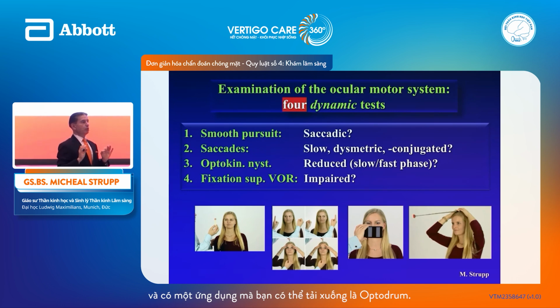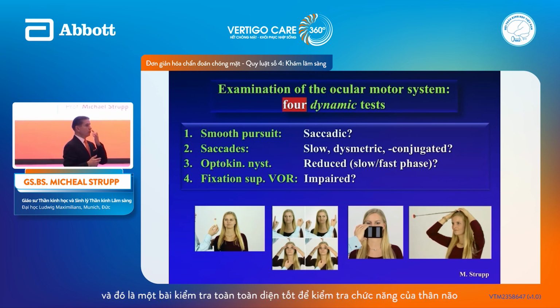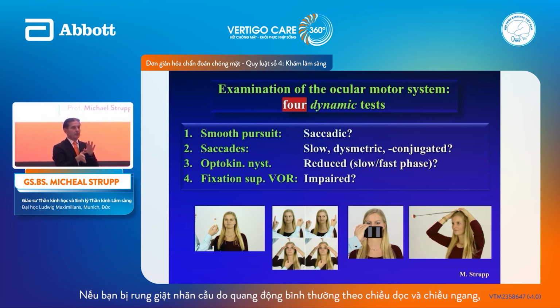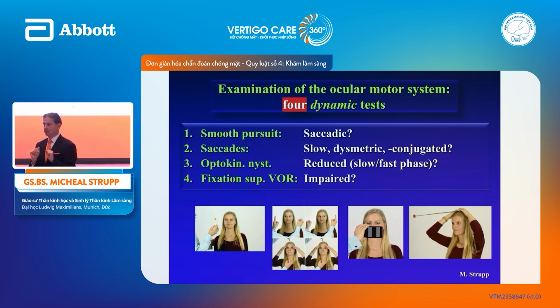And there's one app which you can download. It's the Optodrum app, which shows stripes moving in front of the patient's eyes. And that's a good global test for evaluating the function of the brainstem. Vertical eye movements, to say that right away, are generated in the midbrain and horizontal in the pons. And if you have a normal optokinetic nystagmus vertically and horizontally, you can be sure the brainstem is working perfectly well.